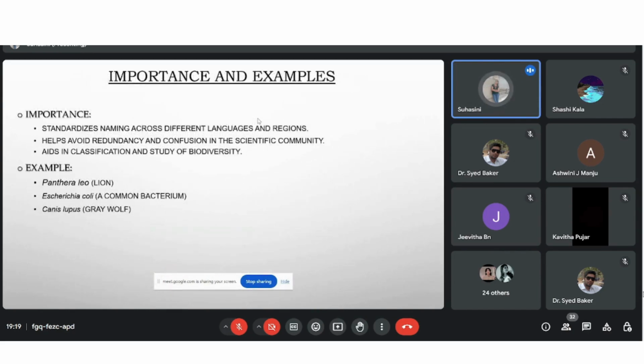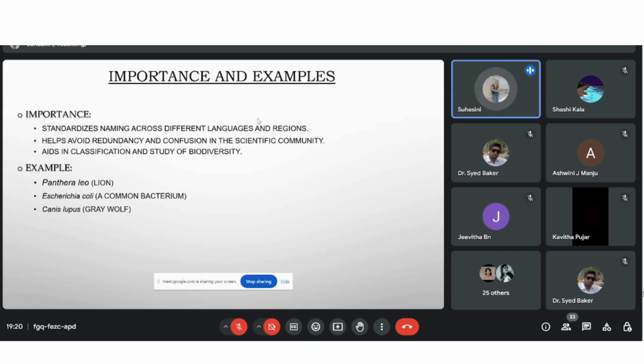Next, importance and examples. Standardized naming across different languages and regions. So it basically standardizes everything. In India we can speak Hindi and other languages, but it doesn't matter, because this naming system is the same for every region and language. It helps avoid redundancy and confusion in the scientific community, and aids in classification and study of biodiversity.